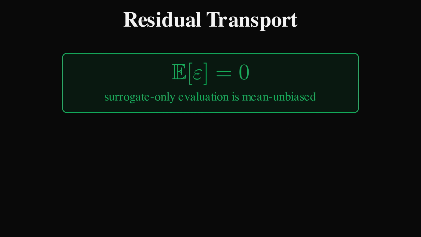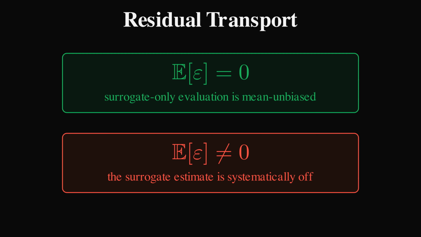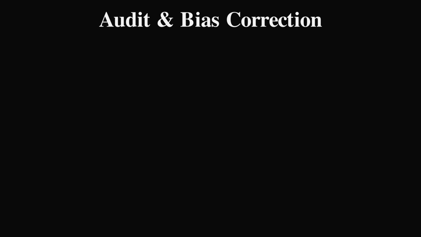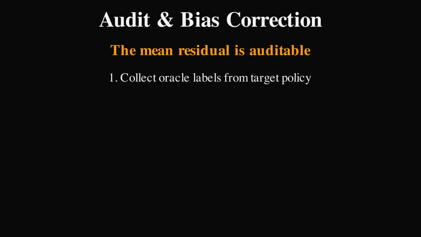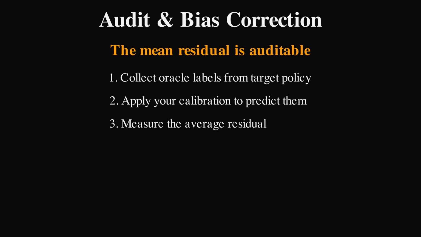If it's 0, your calibration transports. Surrogate evaluation is unbiased. If it's not 0, you're systematically off, and the average residual tells you the direction and magnitude. The reason this matters is that the mean residual is auditable. Collect a few expensive oracle labels from the target policy as an audit slice. Apply the mapping you learned from your original setting to predict the audit slice labels. Measure the residual. If it's near 0, your calibration transports. In other words, you can trust the evaluation. If it's not near 0, you know exactly how to correct it.